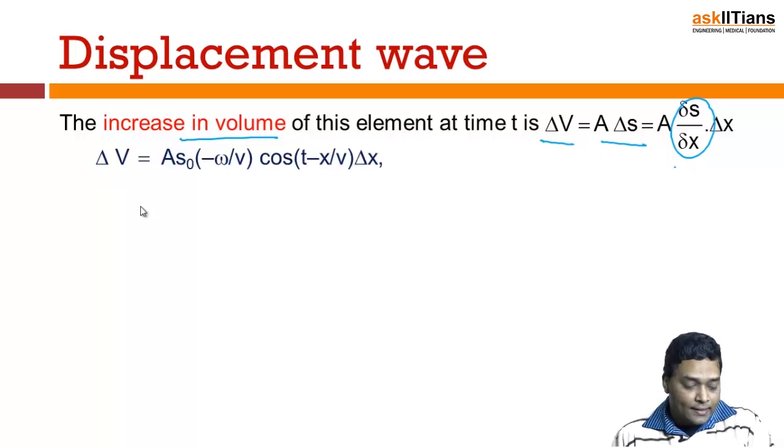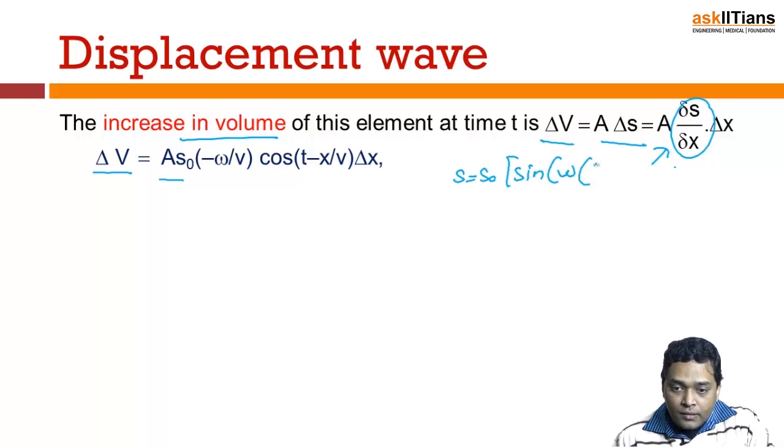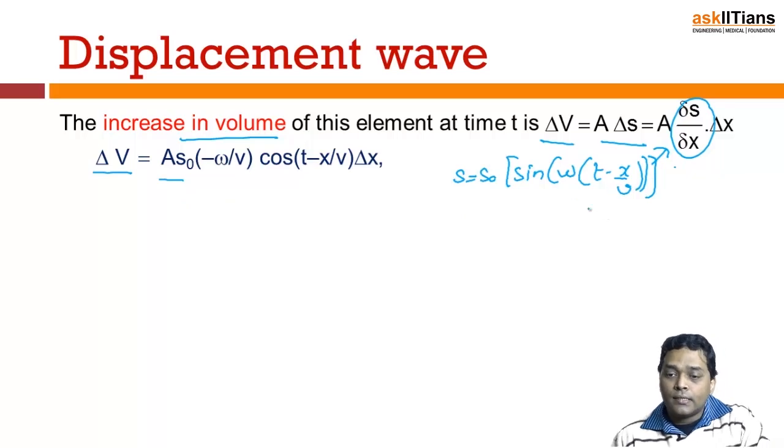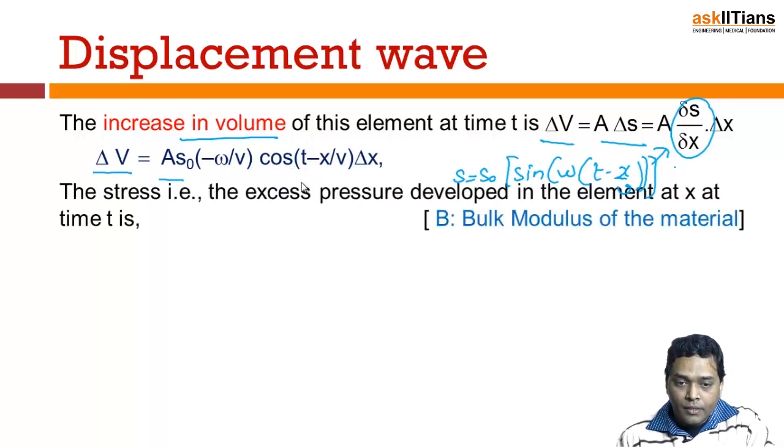So as a result, we can say that the change in volume is equal to A. I'm just coming from here itself and using the same formula. Let me rewrite that same formula here. That is S is equal to S naught into sine of omega into T minus x divided by V. So if you differentiate this with respect to x, mind you, there is a factor x here, so omega by V is going to come out. So A S naught minus omega by V comes out. Then you have cos. There is this factor of omega that is missing from here.